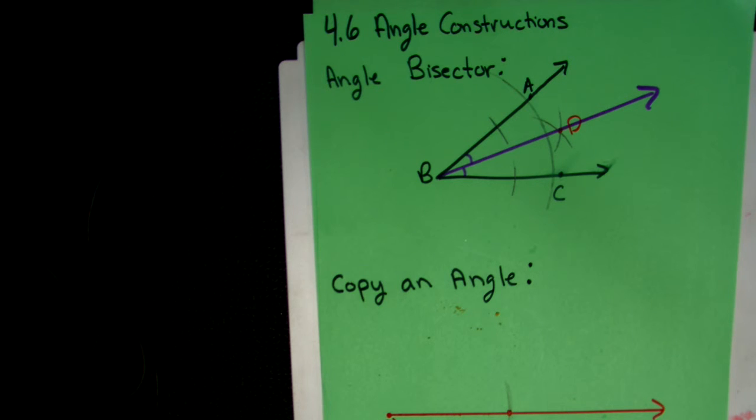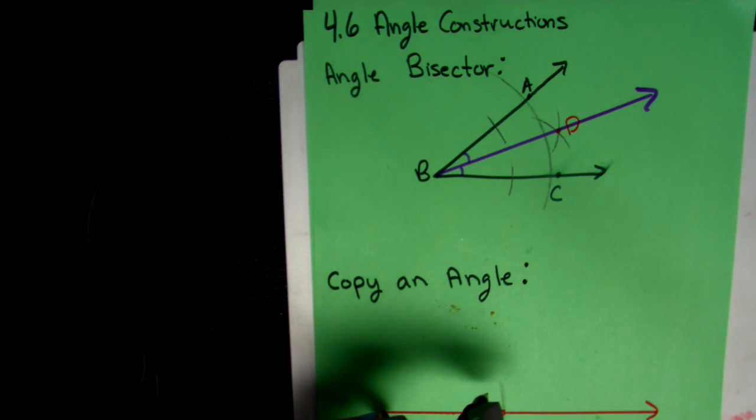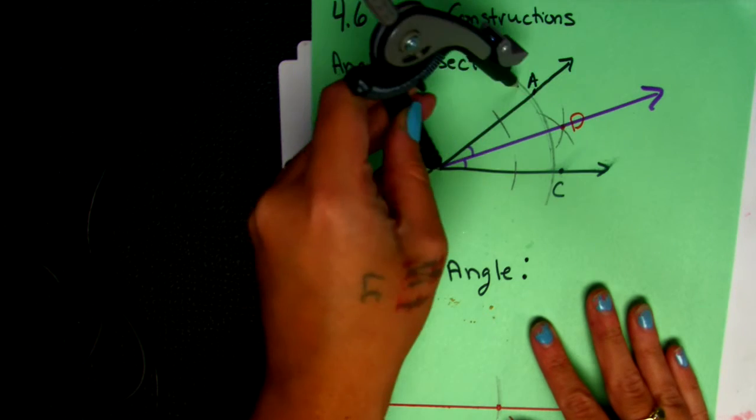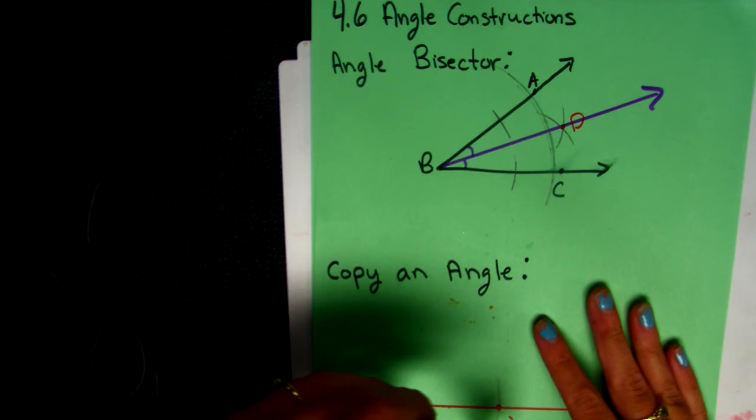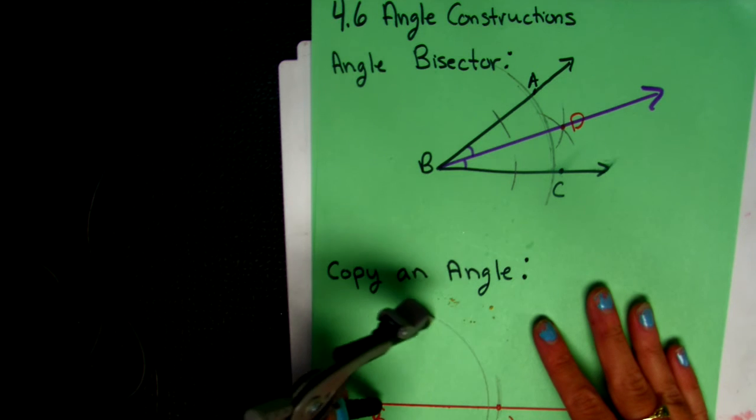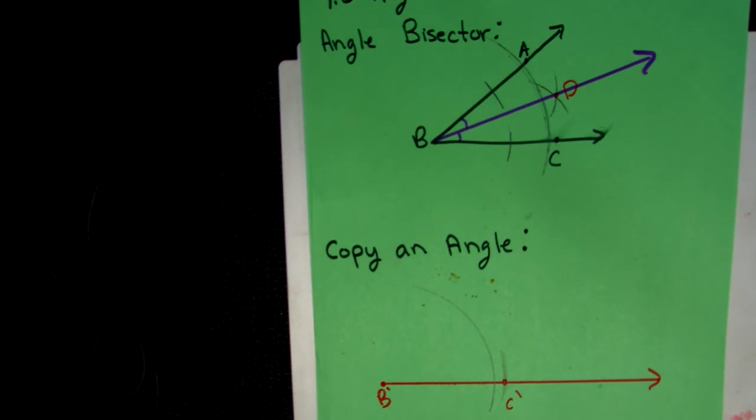Then, without changing my compass, place the point on B prime and construct an arc that corresponds to the arc on the given angle. So I did this and I made an arc. Without changing the width, I'm going to do that on my new angle that I'm creating. All right, so I've done that.